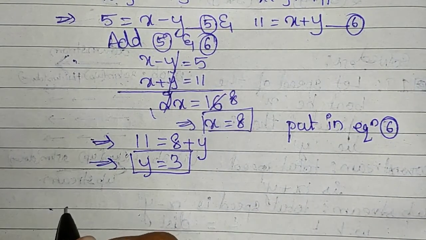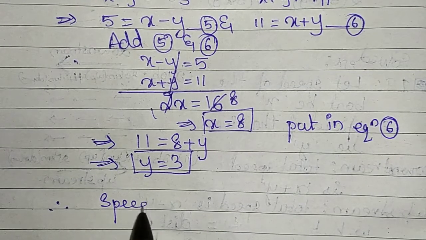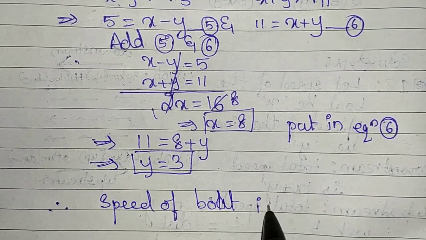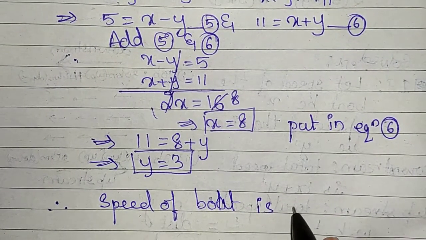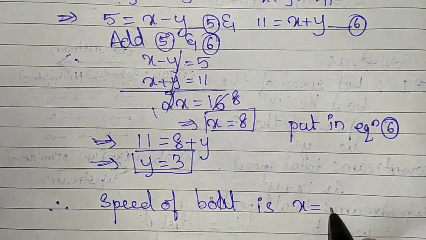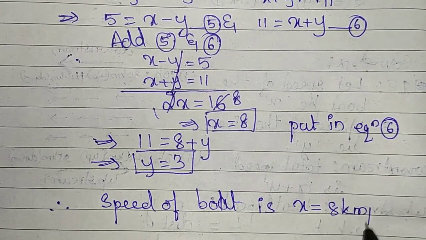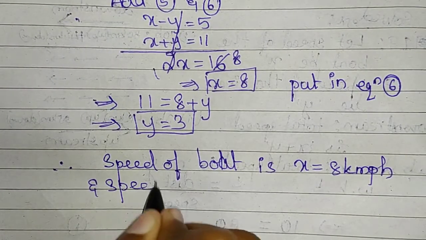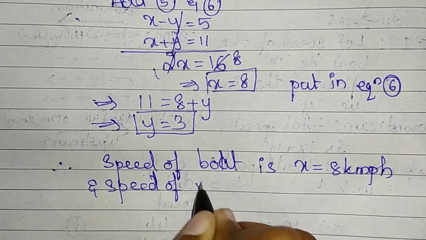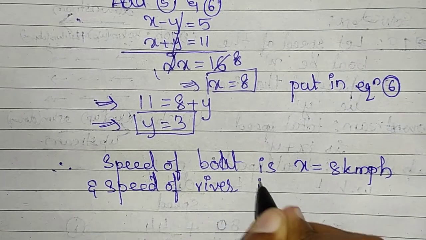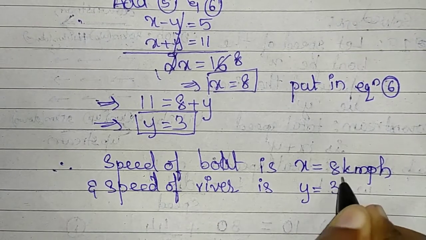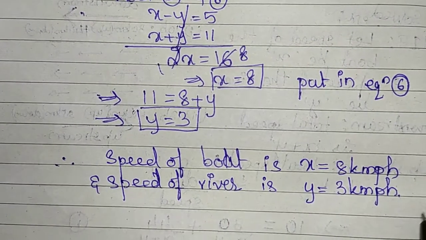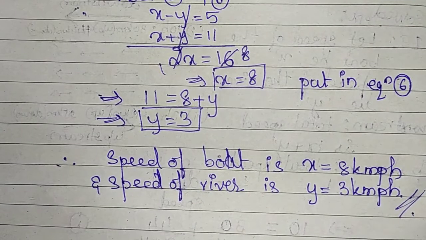So therefore, speed of boat is x equal to 8 kilometer per hour, and speed of river or water is y is equal to 3 kilometer per hour. This is our required result.